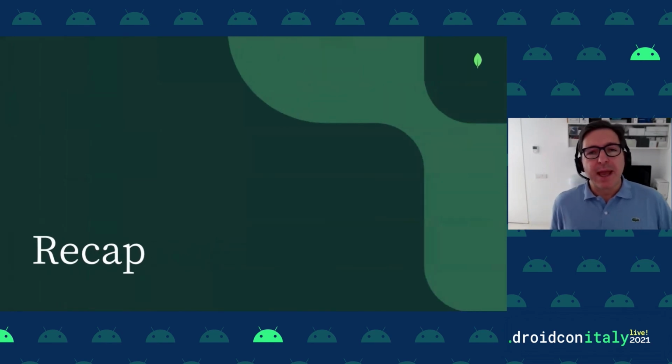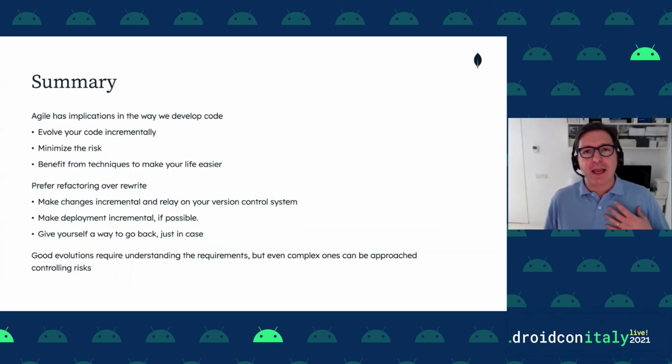So let me recap. I believe that being agile has far more implications than just the processes. You should do development in an agile way. And that means that your code should be evolving incrementally, and that your risk is also minimized by that use of incremental modifications. You will benefit from the things that I have mentioned here. I mentioned a few: feature flags, pair programming, pull request reviews, etc.